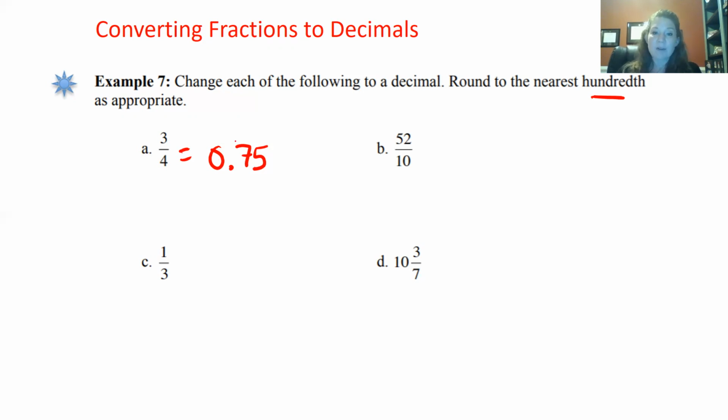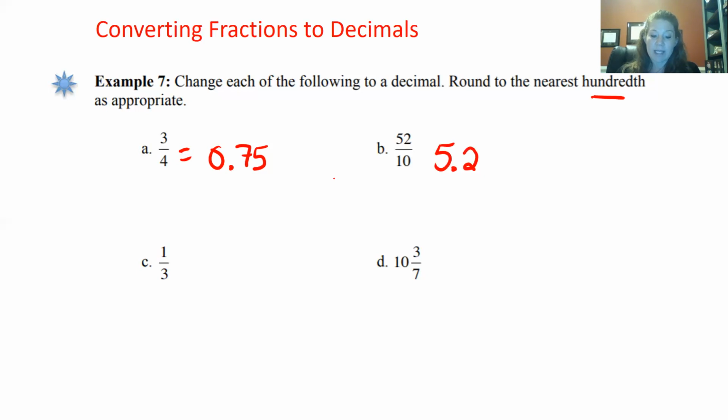Letter B, I know this is greater than 1 because I have an improper fraction. So in my calculator, I'm dividing 52 by 10, and I got 5.2. So 5 and 2 tenths. 5 and 2 tenths is equal to 52 tenths.